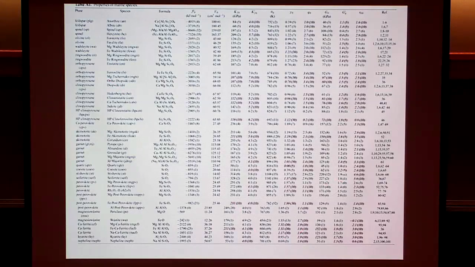One thing to be careful of is that some of the errors are correlated with each other. So K and K prime, it's very well known that there is correlation in those. If you increase K and decrease K prime, you can get a very similar fit to pressure volume data. So there are correlations. We haven't done a super fancy Monte Carlo inversion of the uncertainties. We've tried to keep the estimates of uncertainties as simple as possible.